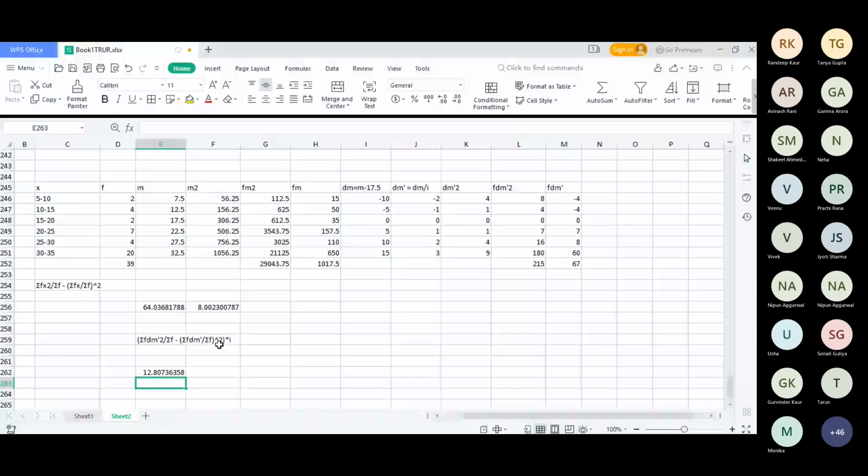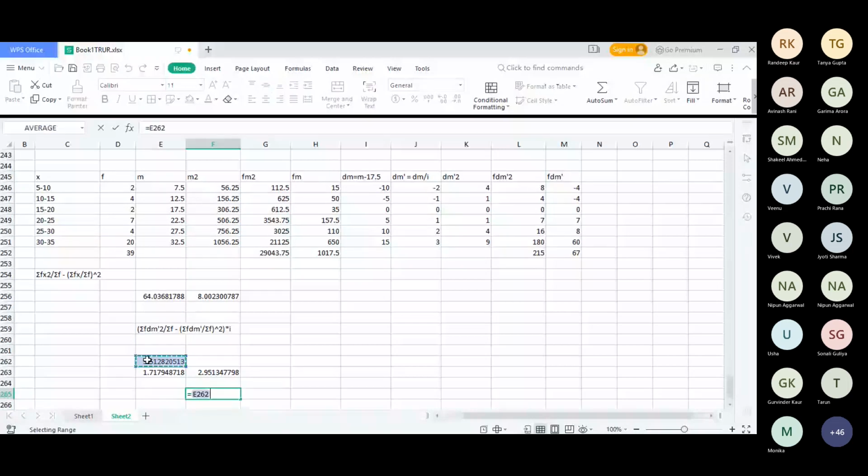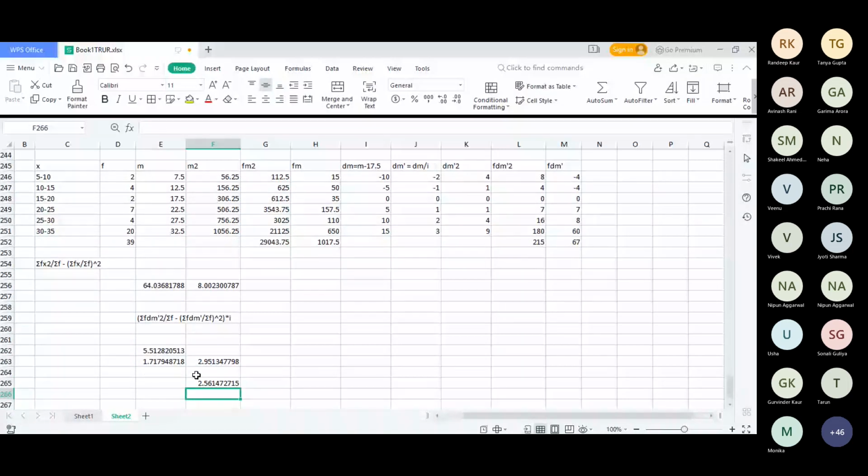Go step by step. Summation of FDM dash square divided by summation of f is the first term, then summation of FDM dash divided by summation f is the second term, and you have to square this. Now this minus this will be equal to 5.5 minus 2.95.